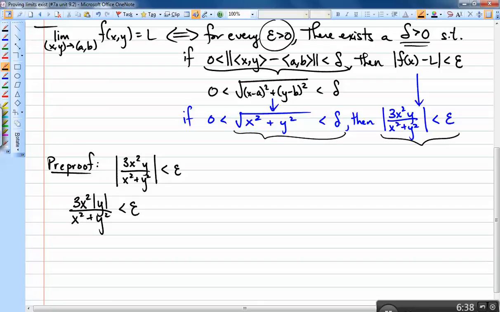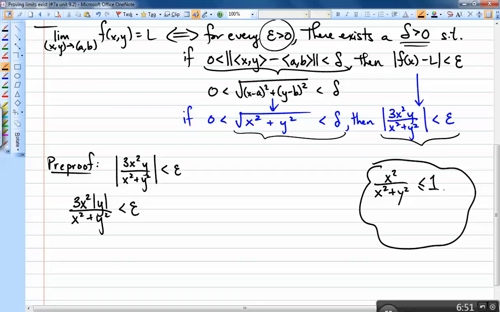Okay, now another trick is over here, I'm going to put this over here. x squared over x squared plus y squared, that's always less than or equal to 1. So just kind of think about why that is. Just realize that everything's positive there, or 0. And basically if x squared is some number, x squared plus y squared has to be bigger than that, right? So, or equal to it.